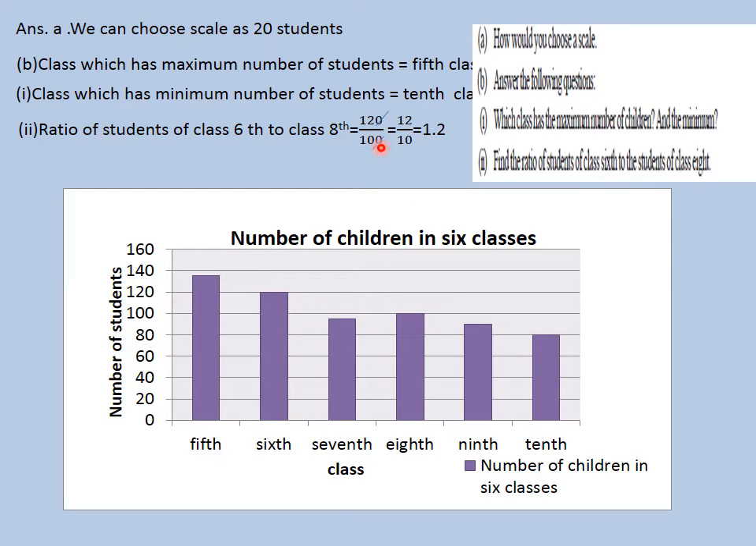So 120 upon 100, and because 120 and 100 both have last zeros, we can cancel the last zeros. So it will be 12 upon 10, and 12 upon 10 you can write in decimal number. So 1.2. From the right you will put a decimal for one place, 1.2. Okay.